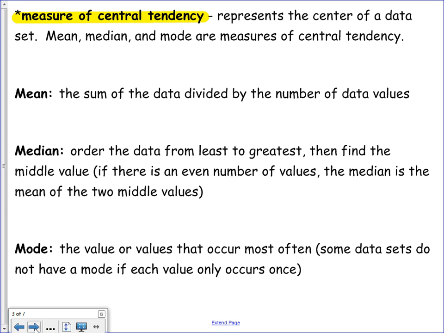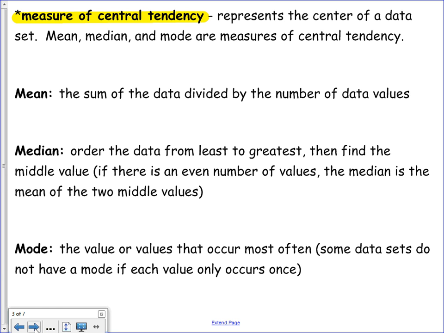Now quickly we'll review what measures of central tendency are. They represent the center of a data set. Sometimes they have been referred to as averages as well. So the mean, median, and mode are measures of central tendency. The mean you find by adding up all of the data divided by the number of data values. The median, we need to order the data from least to greatest and then find the middle value. If there is an even number of values, the median is the mean of the two middle values. And the mode is a value or values that occur most often.